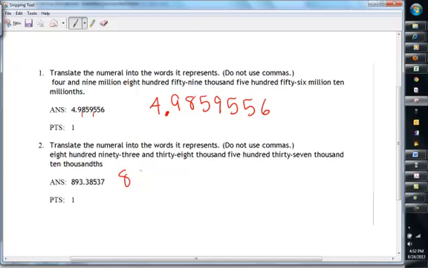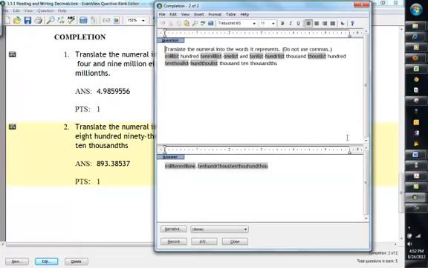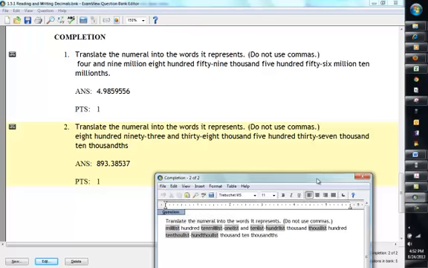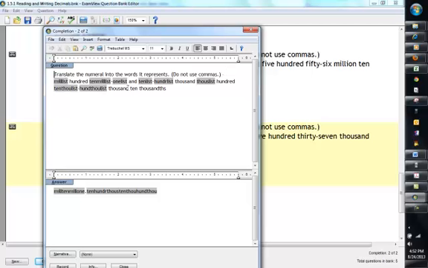Okay, 893 and 38,537 ten thousandths. I've got one too many thousandths in there, don't I? I got to take out that. 893 and 38,537 ten thousandths. Yeah, let's get rid of that right there. All right, next one.